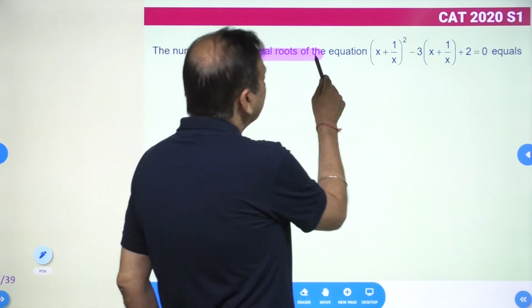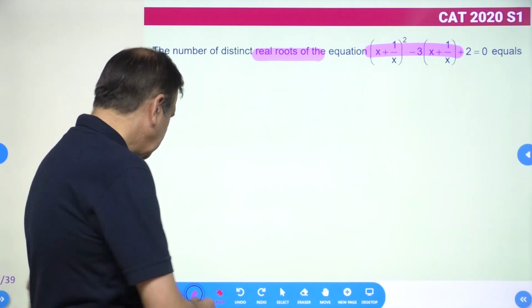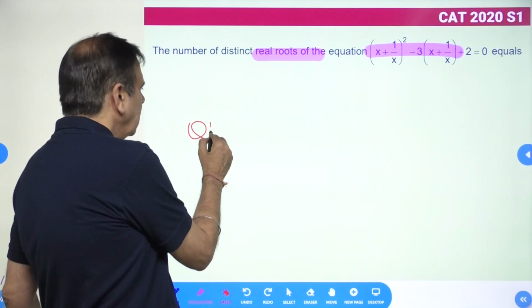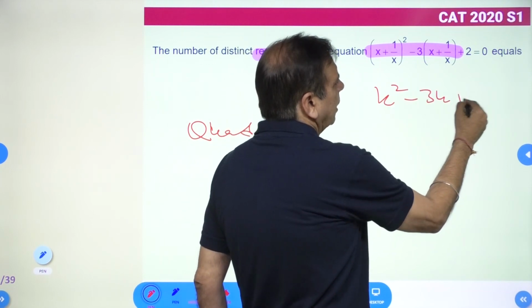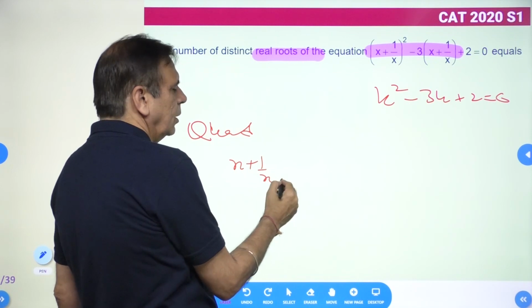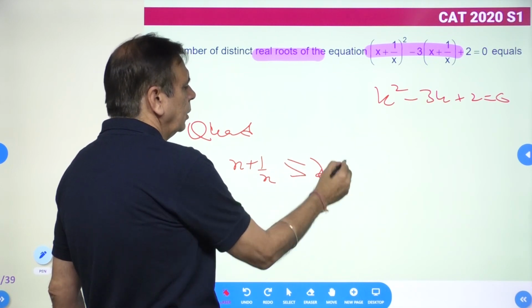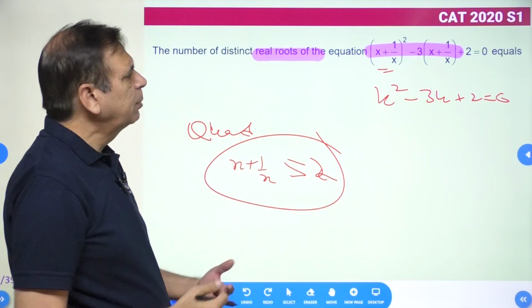The number of distinct real roots of these equations are equal to what? ये सवाल देख के दो चीजें समझनी चाहिए. One, this is quadratic. It is, for example, k square minus 3k plus 2 equal to 0. Second, x plus 1 by x is always greater than or equal to 2. भैया ये जो है जिसकी वैल्यू 2 से कम हो ही नहीं सकती. Okay, x plus 1 by x.